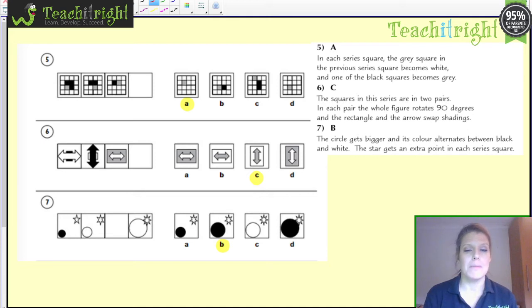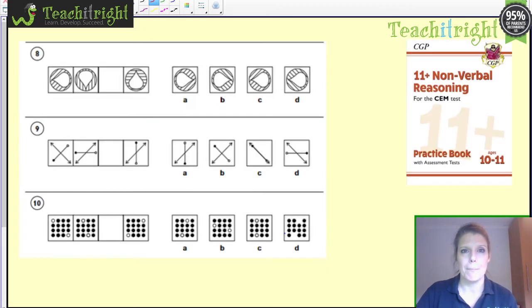So we knew it had to be a black circle, which meant it couldn't possibly be C. And it couldn't be D because it wasn't going to be quite as big as the white circle at the end. Therefore, if we were just even looking at the circle, really it can only be B because that's the next one in size. And also the star gets an extra point in each square.